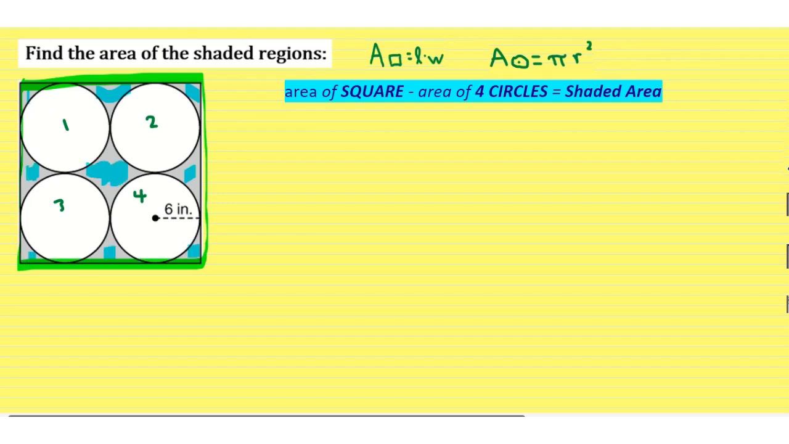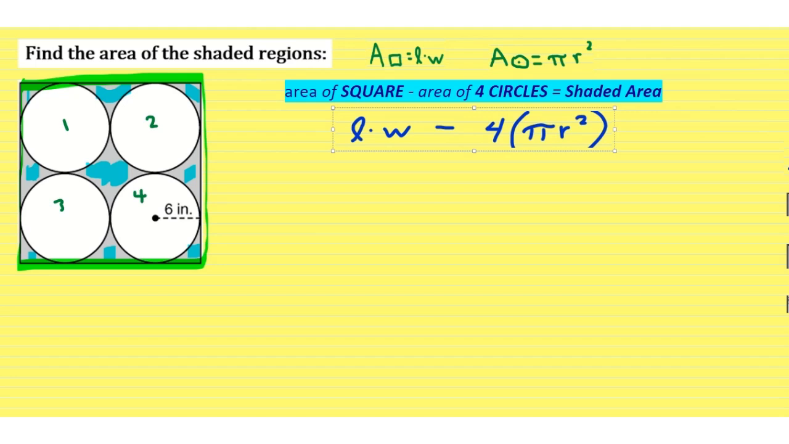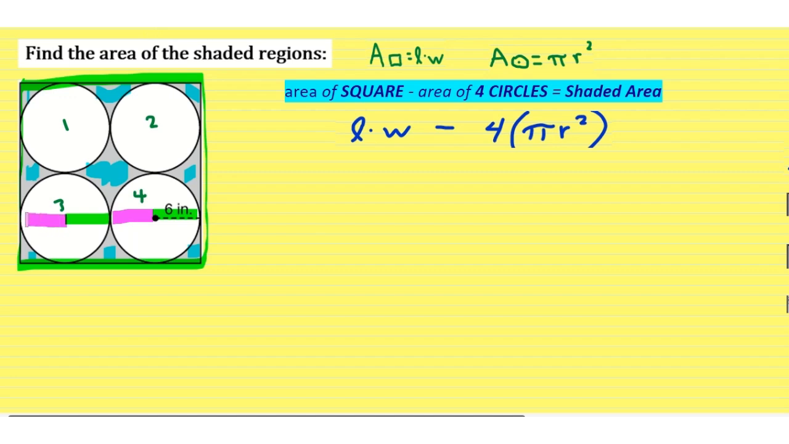Okay. So, but we've got to figure out what is the length and width of the square. So let's think about that. How can we figure out the length and width of the square? Okay, so we have this 6-inch radius right there. Well, there's also a 6-inch radius right there. And there's a 6-inch radius right there. And there's also a 6-inch radius right there. So that means that we have 6 plus 6 plus 6 plus 6. So 6 times 4 is equal to 24.